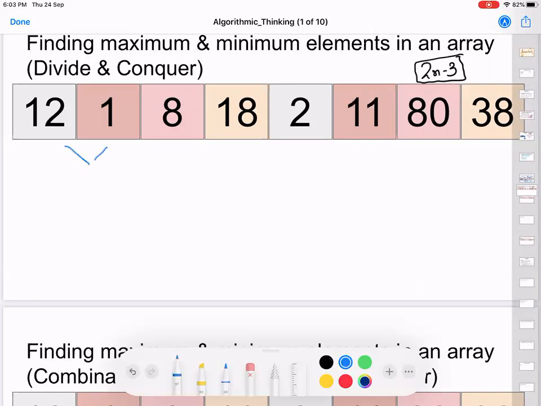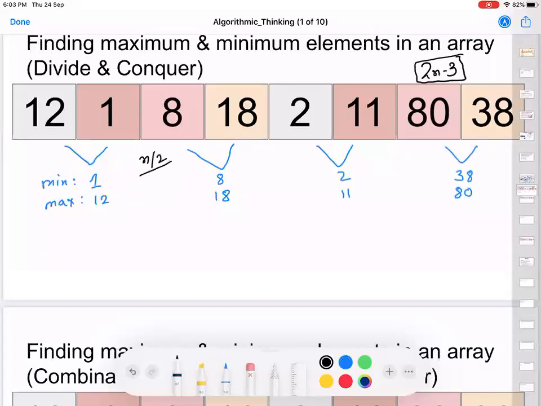See, I compare these two elements. I need only one comparison to figure out which is the minimum here and which is the max. So minimum here you will get 1, max here you will get 12. Again, in one comparison, you can find the minimum and maximum here. In one comparison, minimum and maximum here, so on and so forth, right? So how many comparisons did it take me till now? Till now I had n by 2 comparisons to find the min and the max.